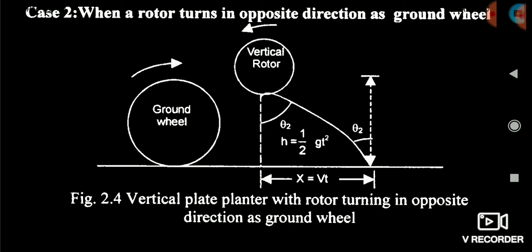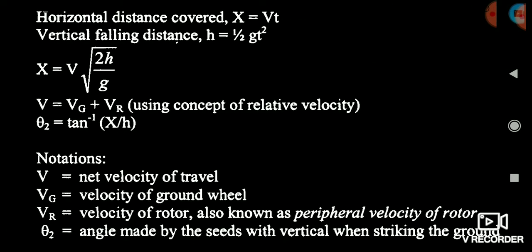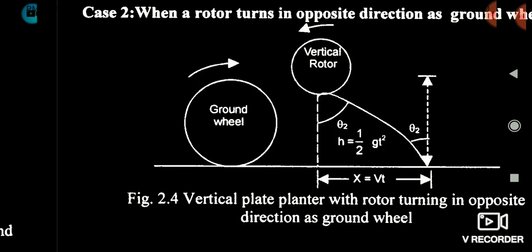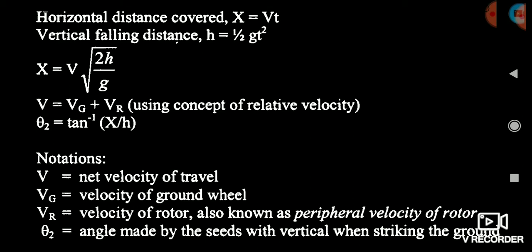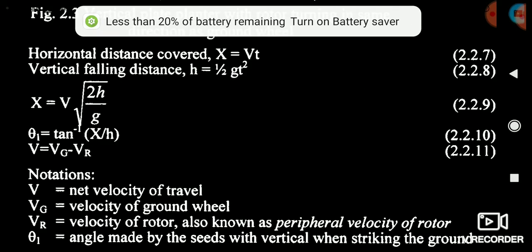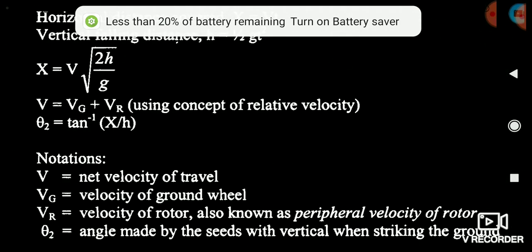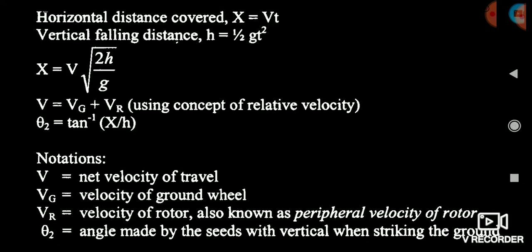And when the planter is rotating in the opposite direction of the ground wheel, then what is happening? You can see here, friends, everything else is the same. Horizontal distance x is equal to v t, vertical distance h is equal to half g t square. Theta 2 is also x by h. But friends, the only difference is the net velocity of travel. In the previous case v is equal to Vg minus Vr, and in this case v is equal to Vg plus Vr. This is the only difference you have to follow.